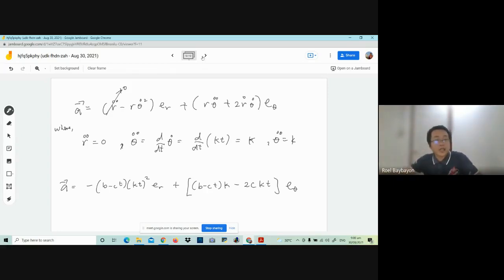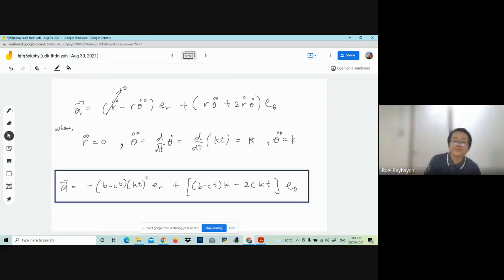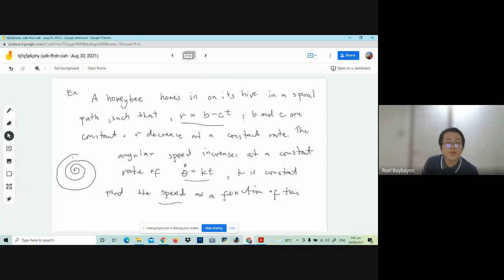So the acceleration of the particle, the motion of this bee, is equal to this form here. Okay? And if you want the magnitude, just take the square root of the square of the radial component plus the square of the angular component of the acceleration. And that's it. That's the kinematics of this honeybee motion.